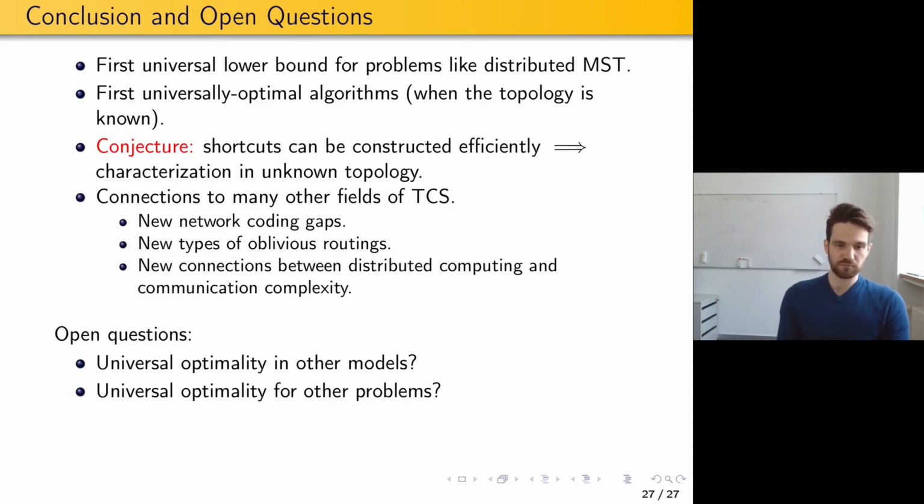And the other question that I'd like to pose is also a very natural one. Can you have universally optimal algorithms for other problems? So here we show that it works for distributed minimum spanning tree and approximate shortest path and approximate min cut and so on. But for instance, we do not know anything about exact min cut or exact shortest path or any other problem that comes to mind, all pair shortest path, which I don't believe even the shortcut quality is the right answer, but it should be something completely else.